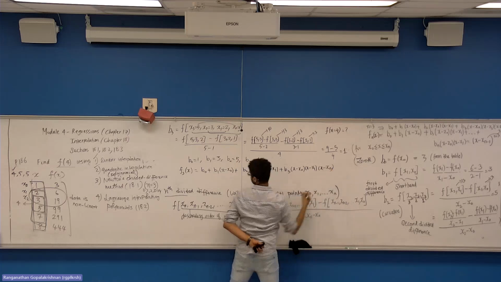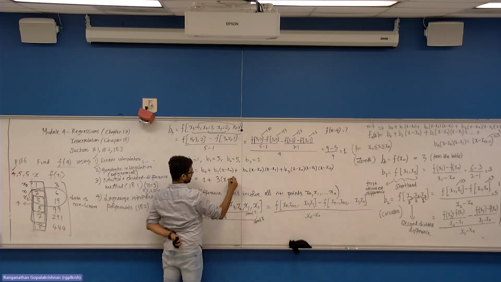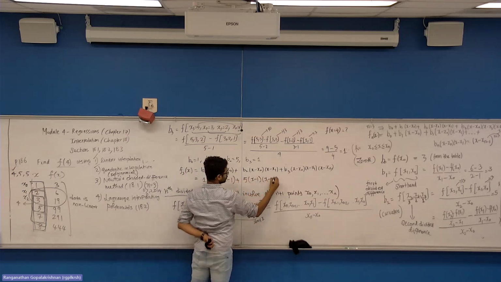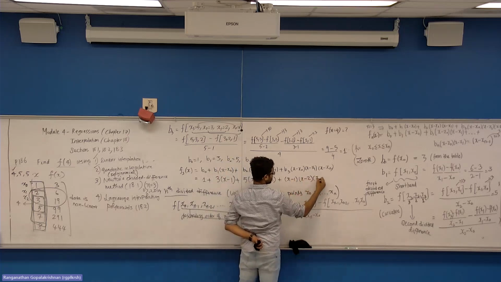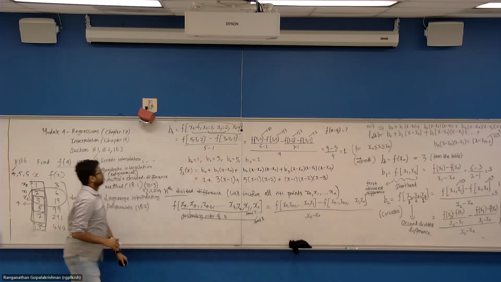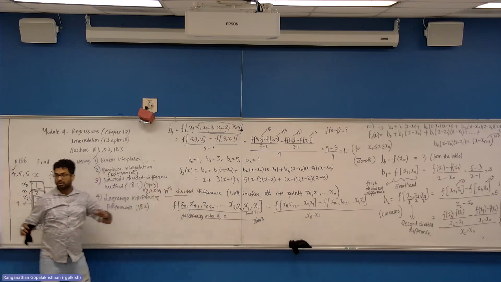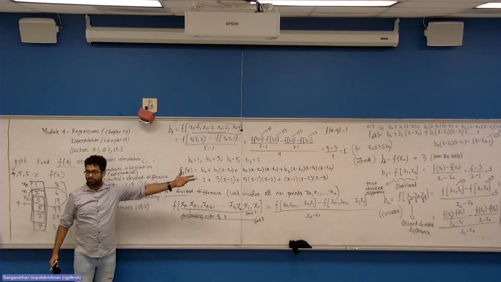I'll then put the numbers in: 1 plus 3 times x minus 1 plus 5 times x minus 1 times x minus 2 plus x minus 1 times x minus 2 times x minus 3. So that should be 4. X would be 4. So this is the function. So not only can you use it for x equal to 4, you can use it for any number between 1 and 5. So if you wanted 4.2, just plug in x equal to 4.2.